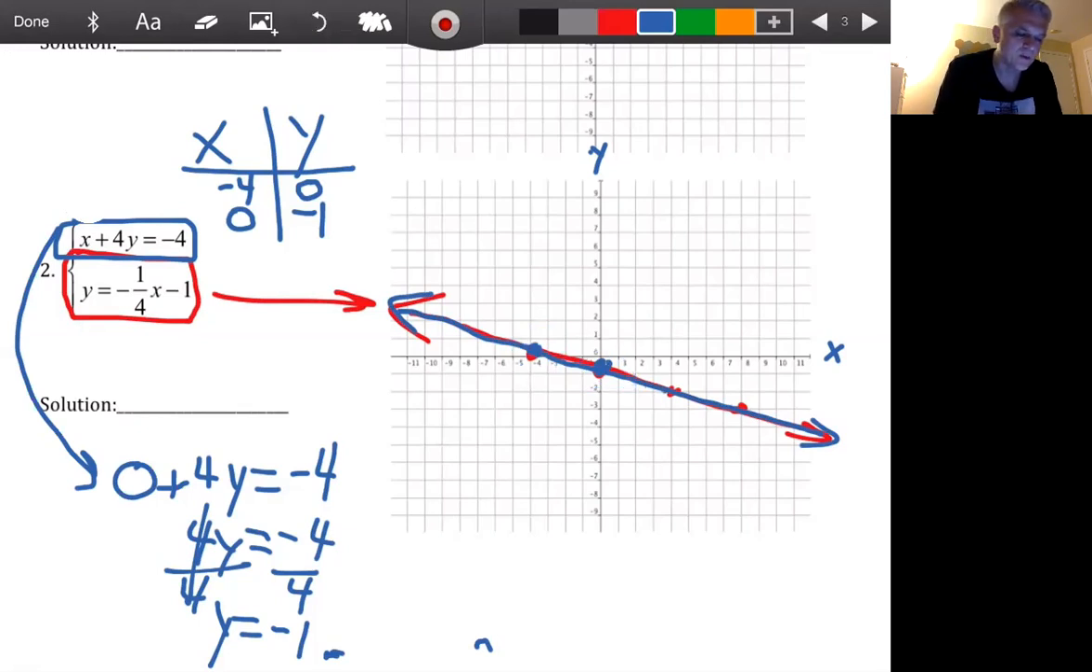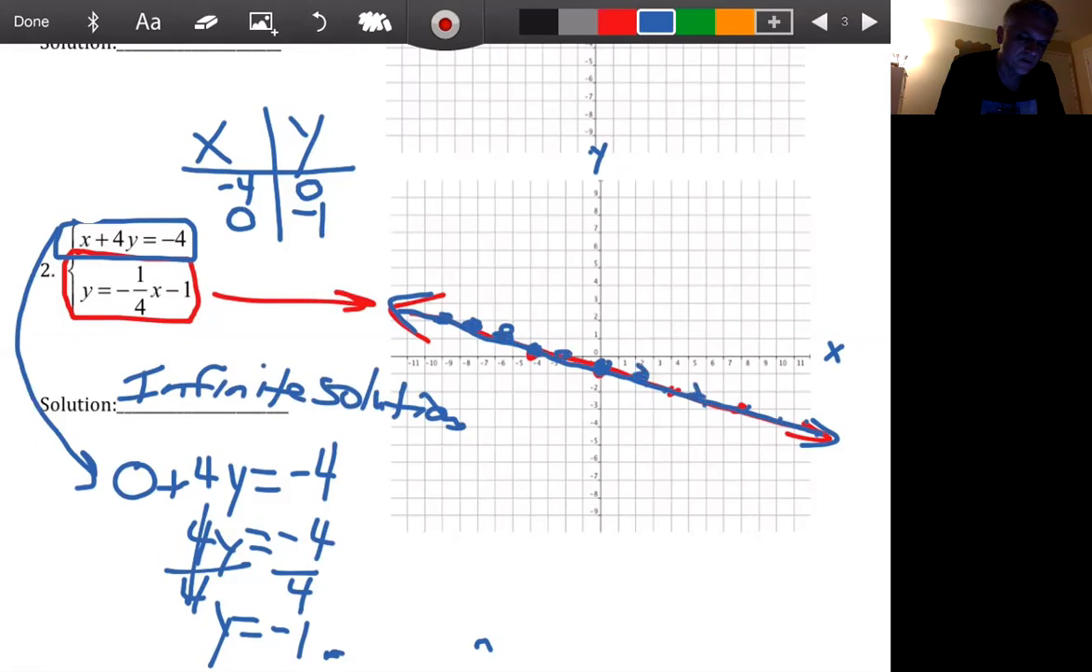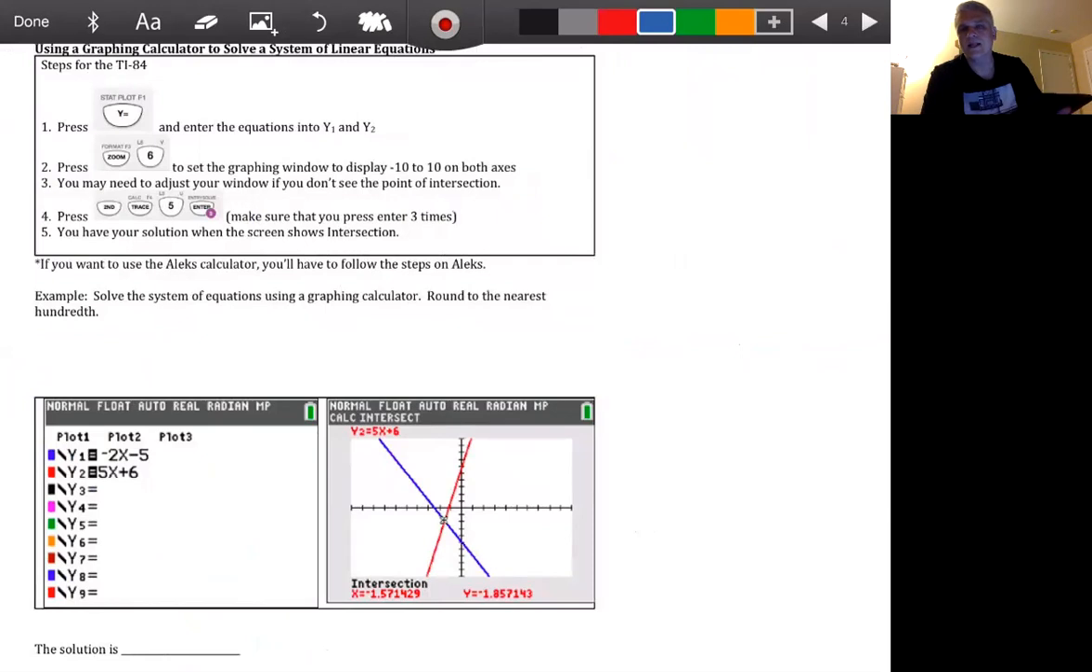But look, every single point on the line is a solution. So guess what? There are infinite solutions. Because this point's a solution, and this point's a solution, and this point's a solution, and this point's a solution. Every point, and that goes to infinity and negative infinity. So it's going left, it's going right. Every point is a solution. There are infinite solutions.